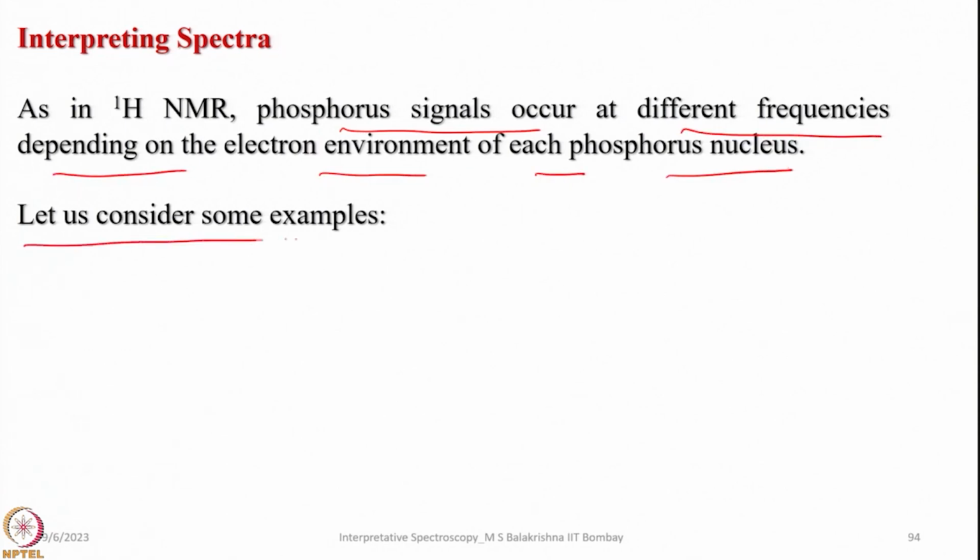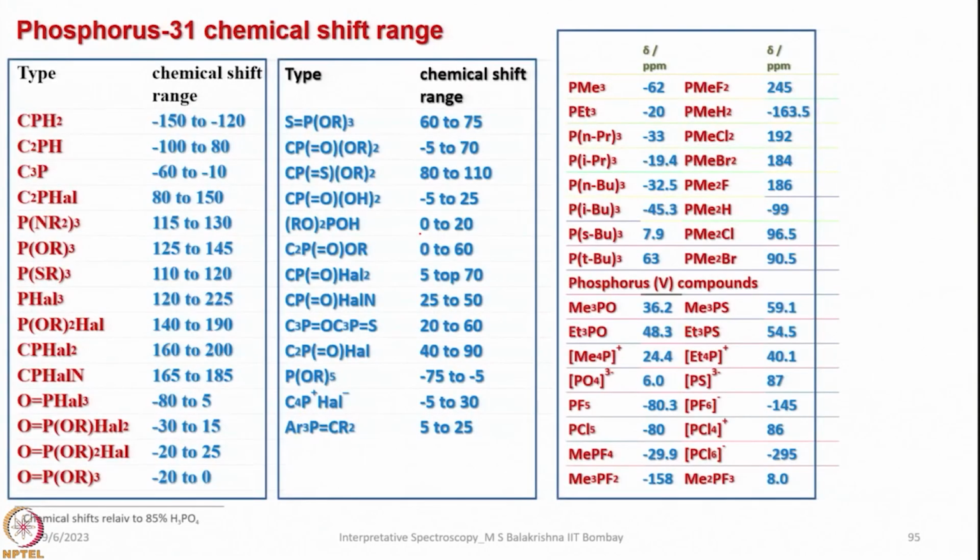So let us consider some examples here. You can see the extensive list of chemical shifts and the chemical shift ranges for various types of phosphorus compounds we come across. Let me elaborate on this in my next lecture.